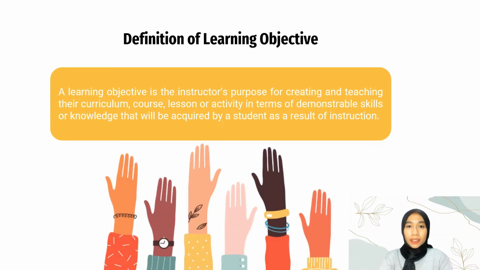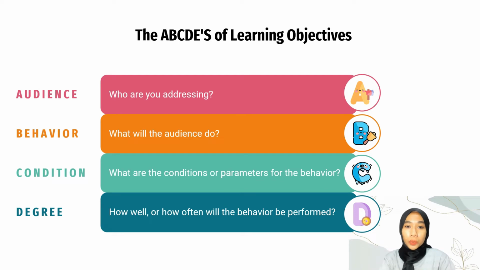First, let's get the definition straight. A learning objective is the instructor's purpose for creating and teaching their curriculum, course, lesson, or activity in terms of demonstrating skills or knowledge that will be acquired by a student as a result of instruction. These are the specific questions that the instructor wants their course to raise. Learning objectives are known to be made up of a number of components. The ABCD technique is the best way to write an excellent learning objective.